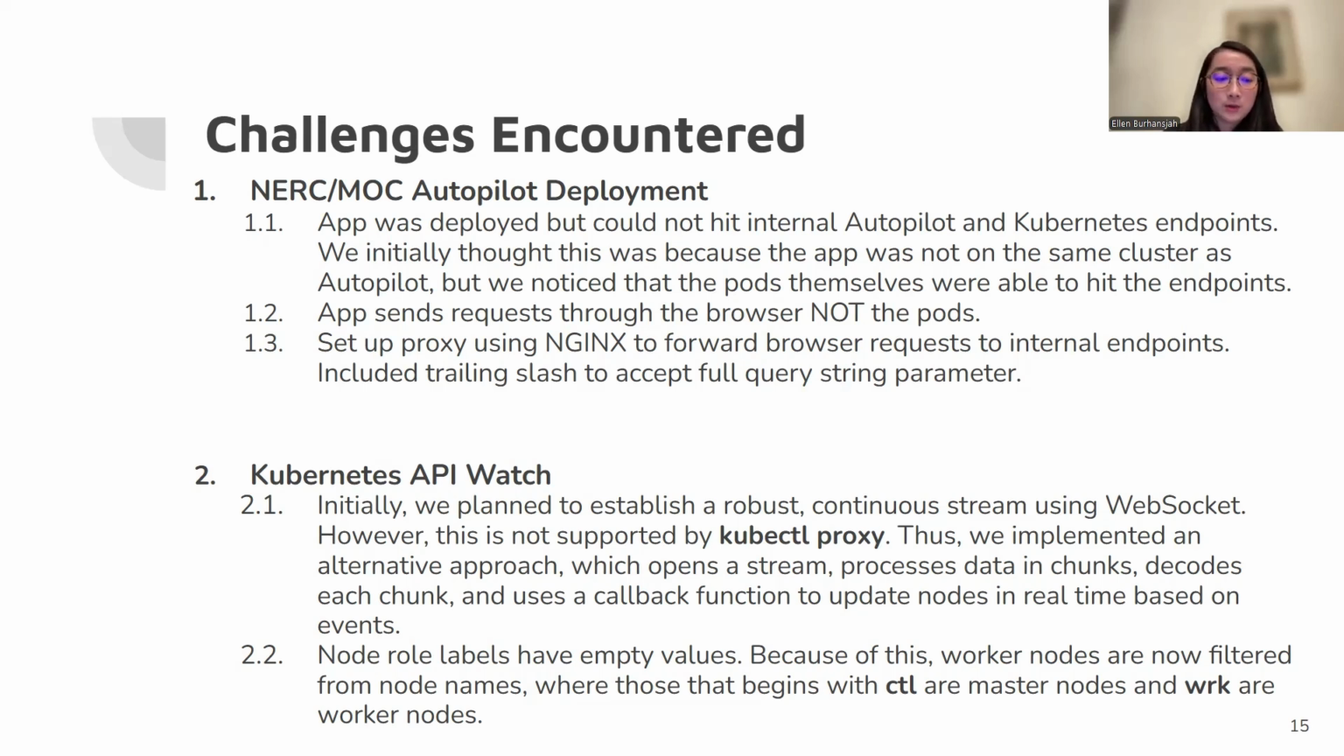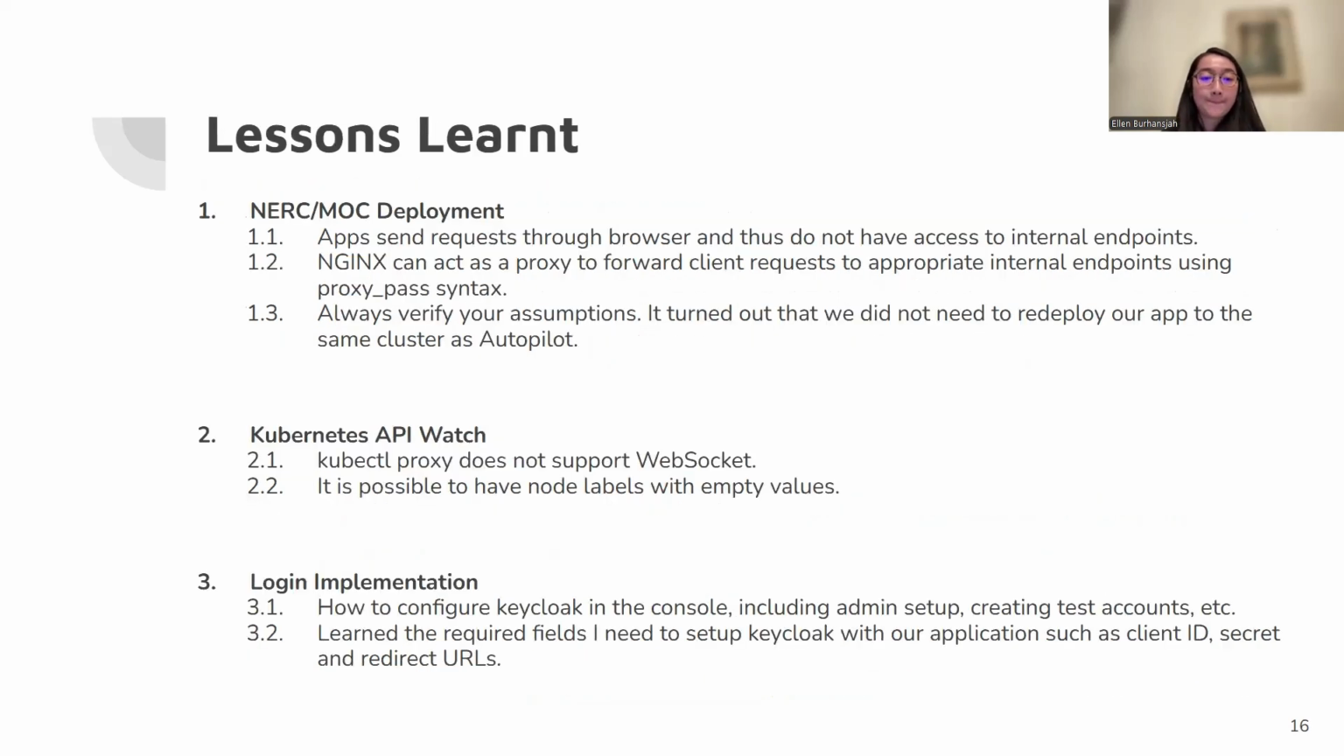Furthermore, we had trouble displaying worker nodes only because node row labels have empty values. So because of this, we filter the worker nodes based on the node names. Node names that start with CTL are master nodes, and those that start with WRK are worker nodes.